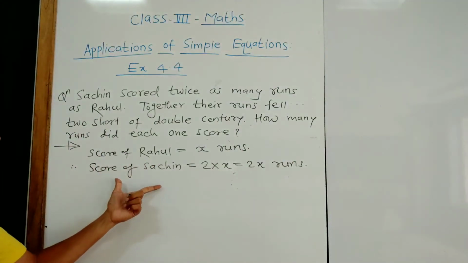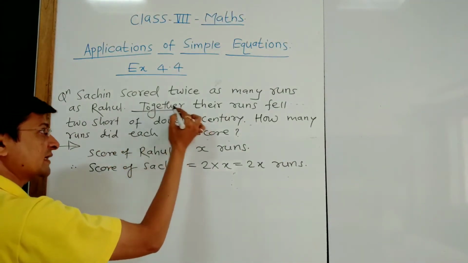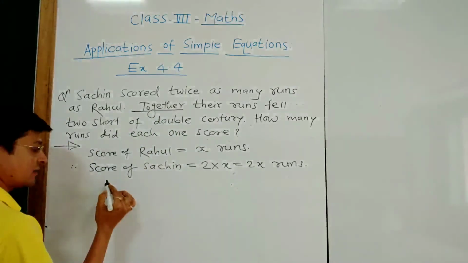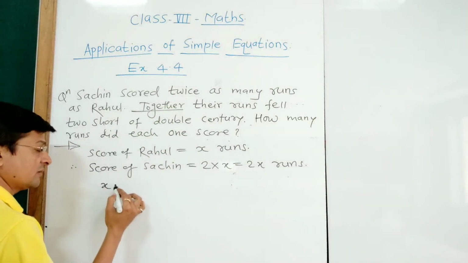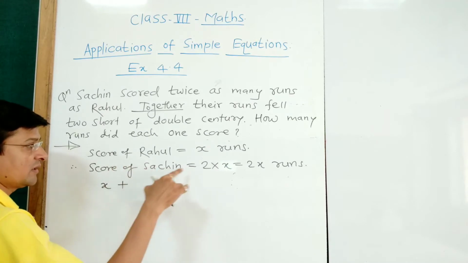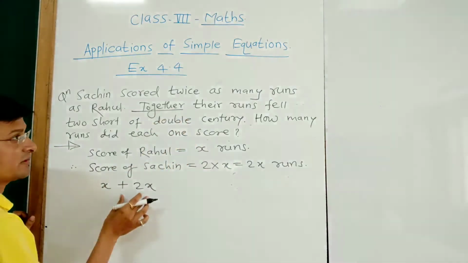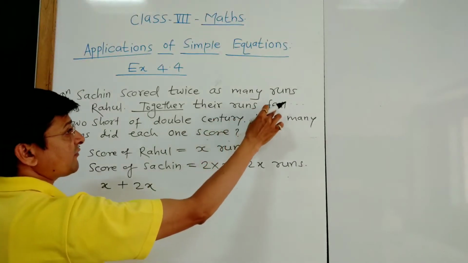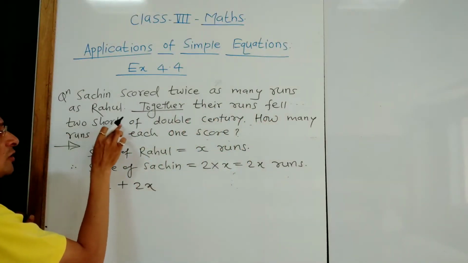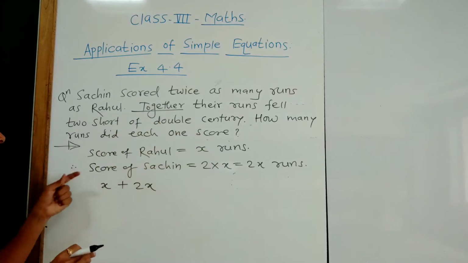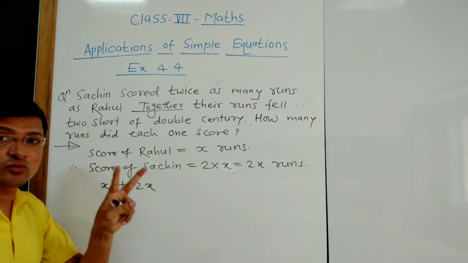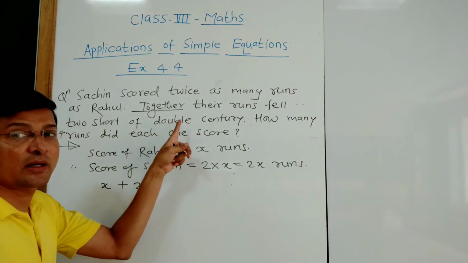Now together means their addition. So here the score of Rahul is x, score of Sachin is 2x. Together means their addition. Their runs fell too short of double century. Now, too short means 2 runs are less for double century.